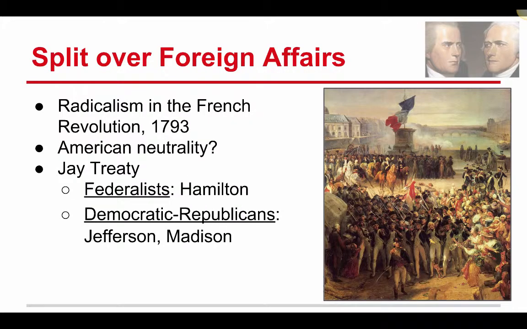Now, the division over foreign affairs became apparent in 1793 when the French Revolution turned radical with the creation of the French Republic, the execution of the king, and the institution of the Reign of Terror. This resulted in the outbreak of general war in Europe, pitting Republican France against Britain and all the other major monarchies of Europe. Now, everyone in the cabinet agreed that the United States should remain neutral, but a treaty of alliance was in effect with France dating back to the Revolutionary War.